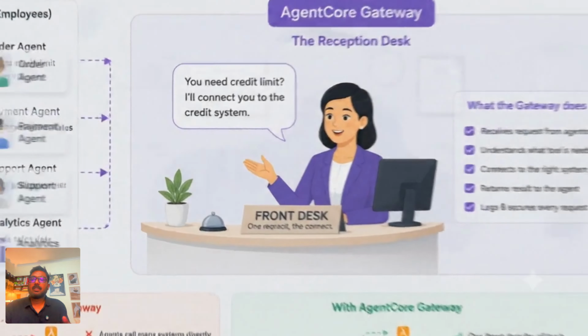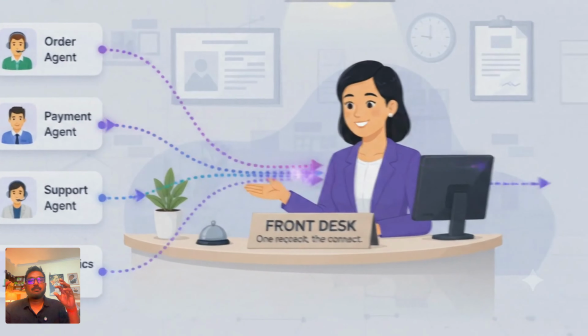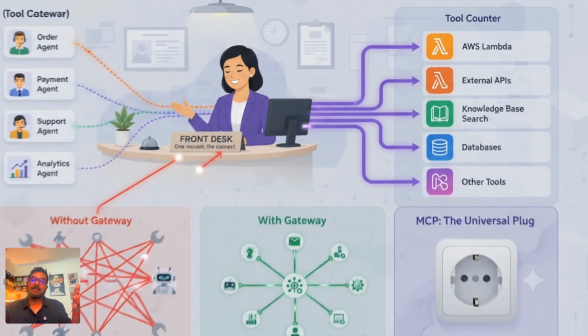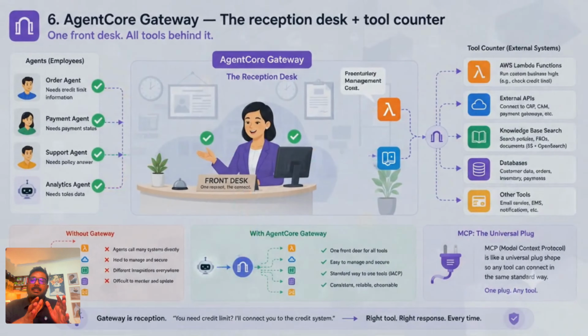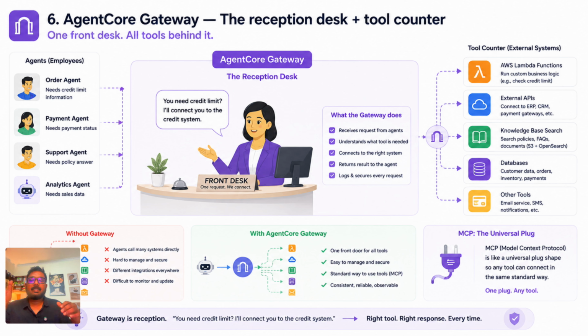What the gateway will do is connect the support agent with the knowledge base. That's the work of the gateway. So think of it as a middleman, right? It understands the input, understands what would be needed to process it, and connects everything together.